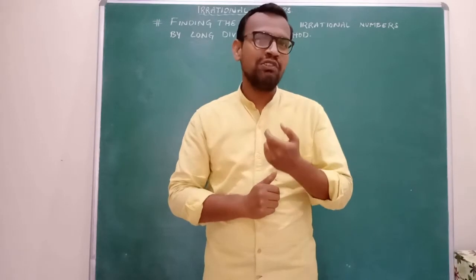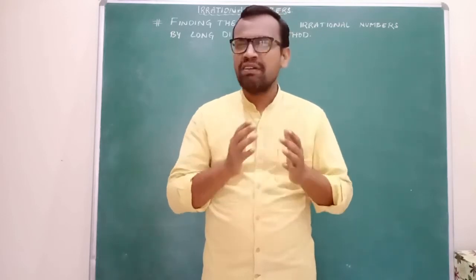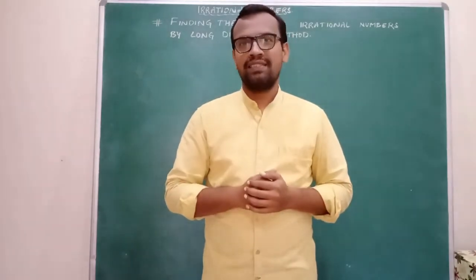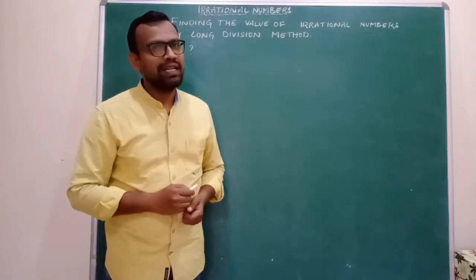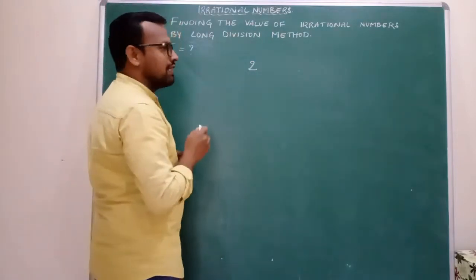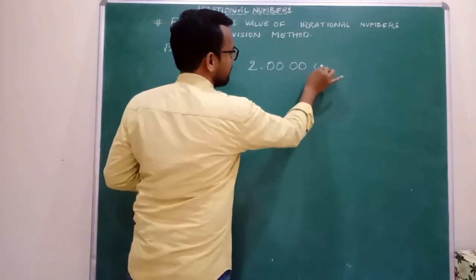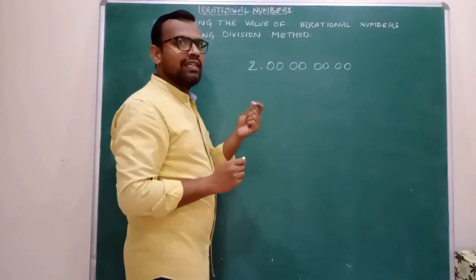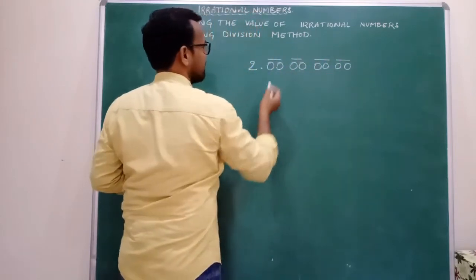Then what is the value of this root in decimal form? How are we going to find the value of root 2 in decimal? Let us see. Now, let us find the value of root 2 by the long division method. First, take 2 and a decimal point, add some zeros, and for each 2 zeros, take a bar from the right side.